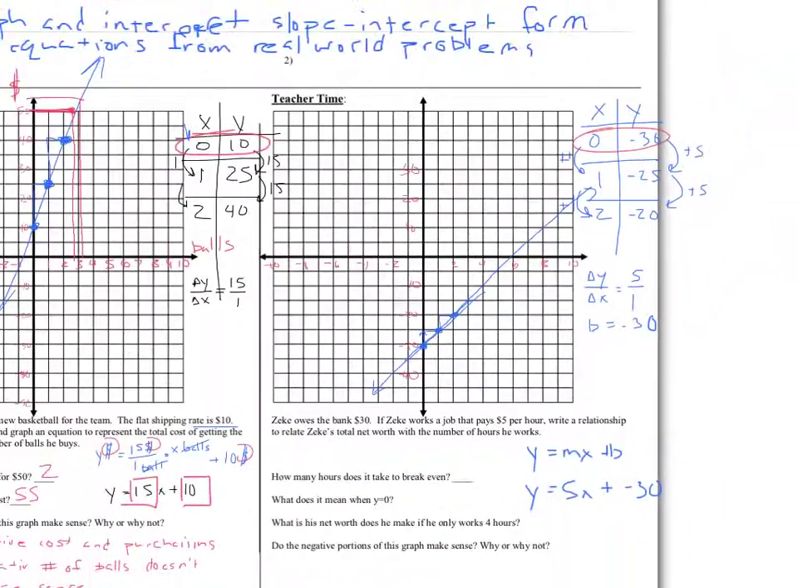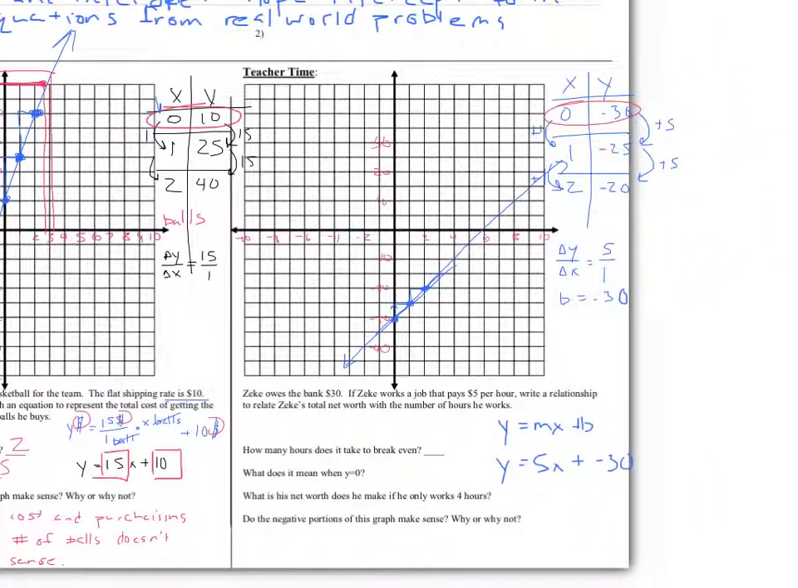And now we can use this graph to answer a few things. How many hours will it take him to break even? What does it mean to break even? Terrence, what does it mean to break even? Yeah, make it so he doesn't owe anything, but the bank doesn't owe him. He and the bank are even. Nothing owed, nothing being paid out.